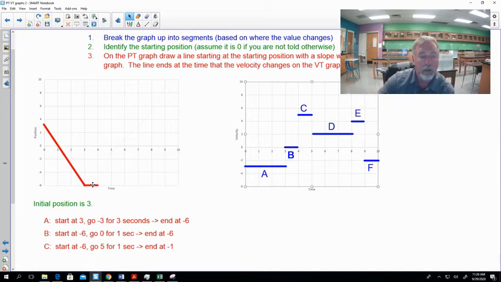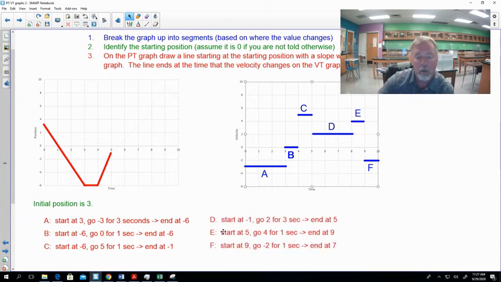Let's look at segment C. Well, we know we're going to start at -6. That's where our previous segment ended. Segment C has a velocity of 5, and it goes for 1 second. So that's going to add 5. -6 plus 5 is going to give us -1. So our next line starts at -6 and ends at -1. And we're going to keep doing this to stair step through our work.